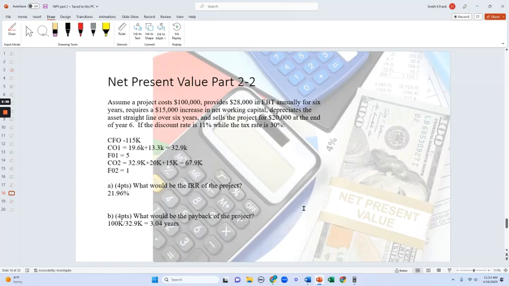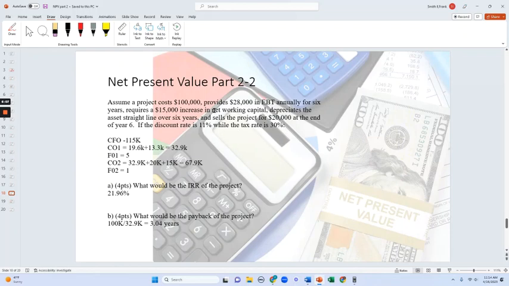And here's another type of problem that you're going to see. Assume a project costs $100,000, provides $28,000 in earnings before taxes. So I'm giving you the little mini income statement, but you're going to have to pull out taxes to get net income. And you get that for 6 years. It requires a $15,000 increase in working capital. We depreciate straight line over 6 years and sell it for 20 at the end of year 6. If the discount rate's 11%, what are these?